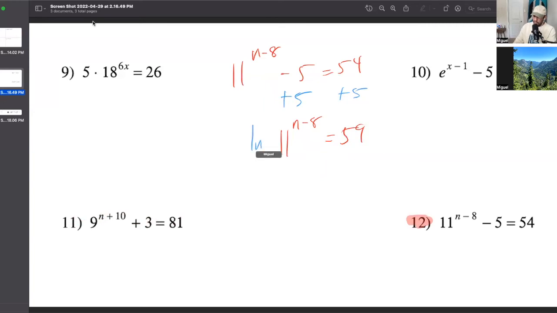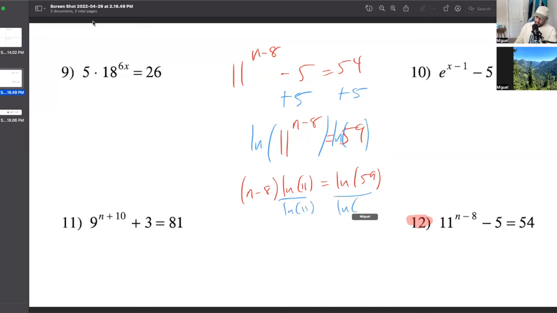And again, natural log of both sides. I should have created some space that I can fit on the right side, but that's okay. It happens. So I have n minus 8 natural log of 11 equals natural log of 59. Last few steps, divide both sides by natural log of 11. That leaves me with n minus 8 is equal to natural log of 59 over natural log of 11.